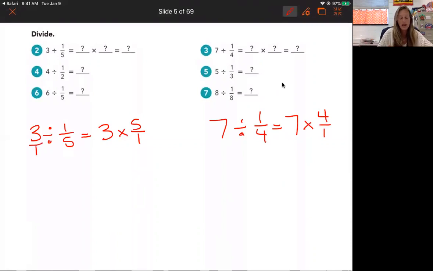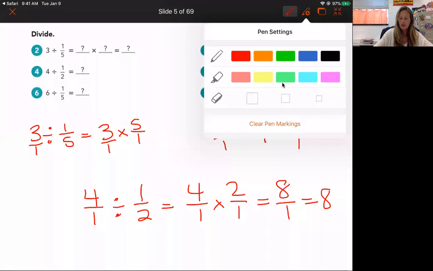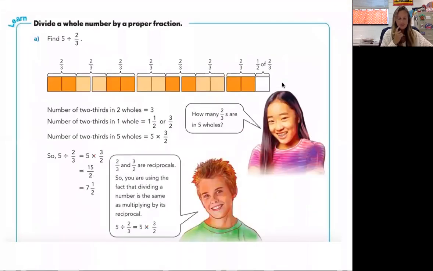So this is the same thing as 3/1, and 3/1, and 7 over 1 and 7 over 1. So if I have 4 over 1 divided by 1/2, that's the same thing as 4 over 1 times 2 over 1. 4 times 2 is 8. 1 times 1 is 1, so my answer is 8.